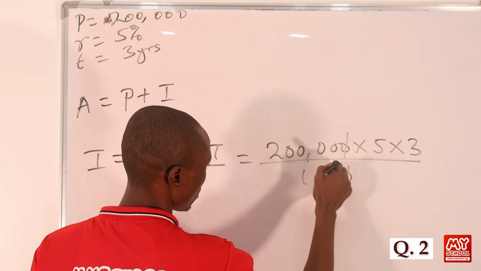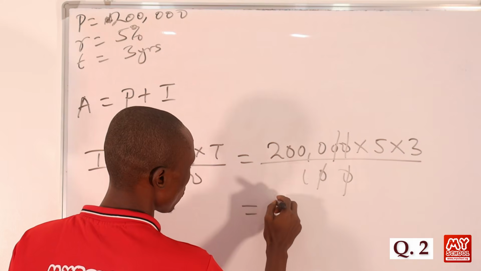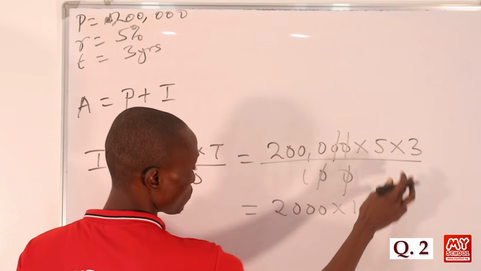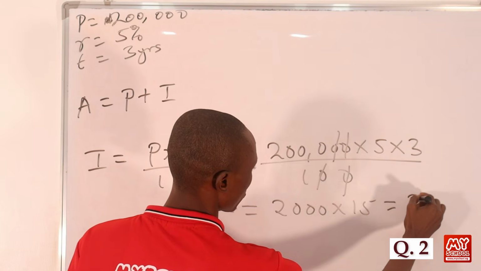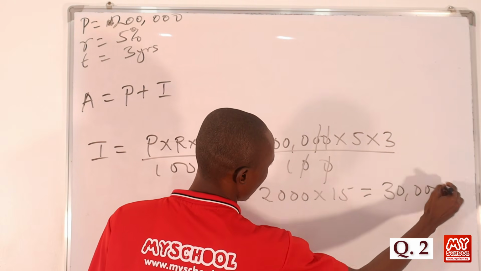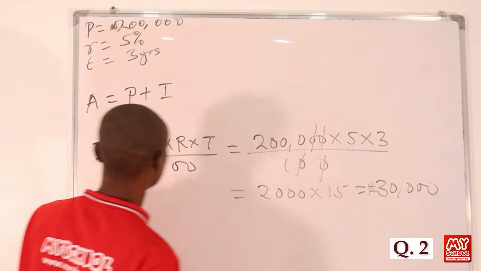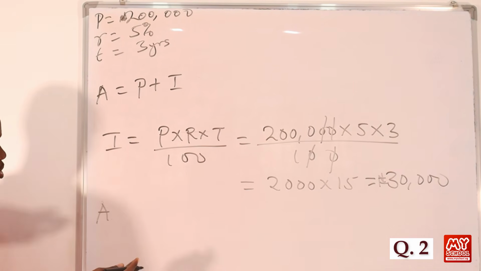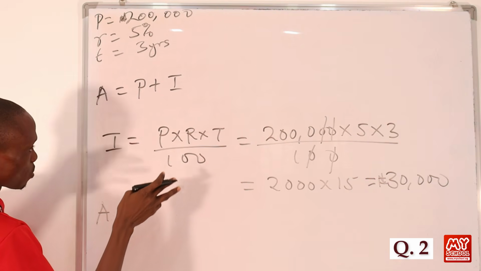So 0 will take us 0, 0 will take us 0, so that we have 2,000, times 15, because 3 times 5 is 15, and that will be equals to 30,000. So we have 30,000 naira as the interest. But amount is equals to principal plus interest, right? So we just add so that we can get the amount.